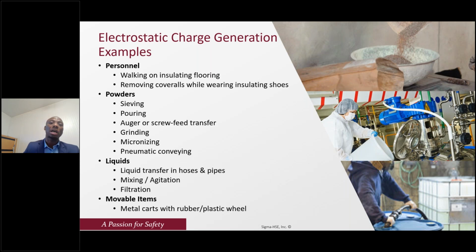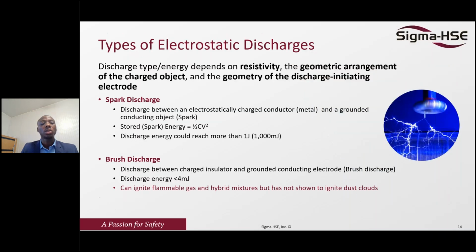And sometimes, in case we have a movable cart on an insulated or rubber floor, we can also generate electrostatic charges. So as I mentioned, we have the various discharges. So the generation, we have the discharges. Discharge here is the spark. Discharge actually depends on the resistivity of the material, how the material can resist the current flow or discharge flow, and the geometry of the object, and also the discharge initiation electrode.